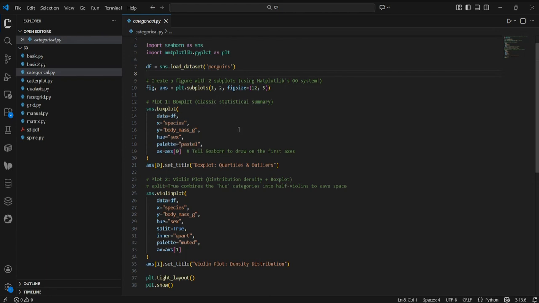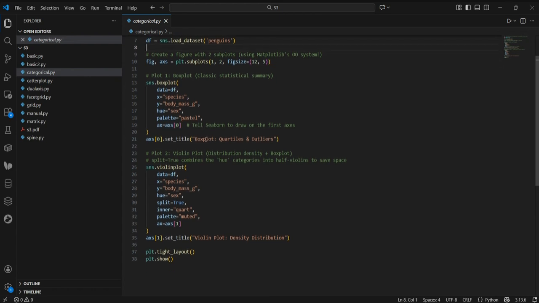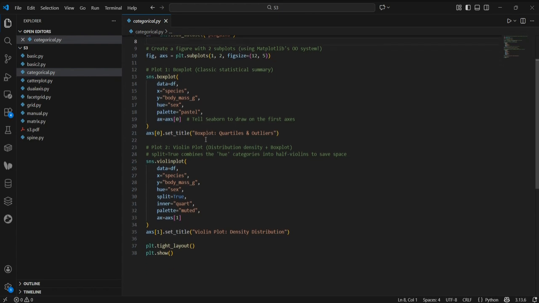And as you can see, we are going to draw a box plot, so this data will be used. Axis 0 dot set_title is also there. Basically we'll set the title for the box plot as Box Plot: Quartiles and Outliers. So the title will be that.